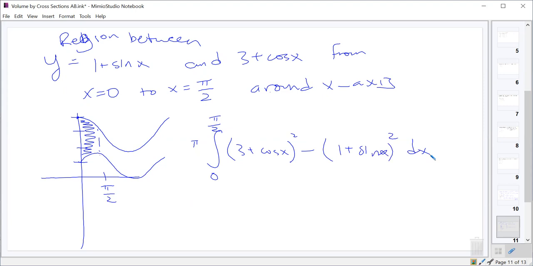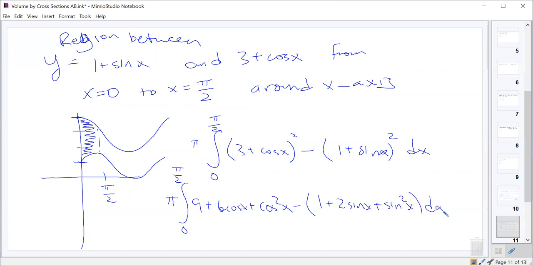That is an integral that might be a little more difficult than they would expect you to solve on the AP test on your own, perhaps. So you could use a calculator to approximate it if you wanted to. But we could go through and do it without a calculator, just for fun, why not, right? So this would become pi times the integral from 0 to pi over 2. We have to simplify all this out. So 3 plus cosine x squared would become 9 plus 6 cosine x plus cosine squared x. And then we have minus 1 plus 2 sine x plus sine squared x. That look about right to everybody? Yeah.